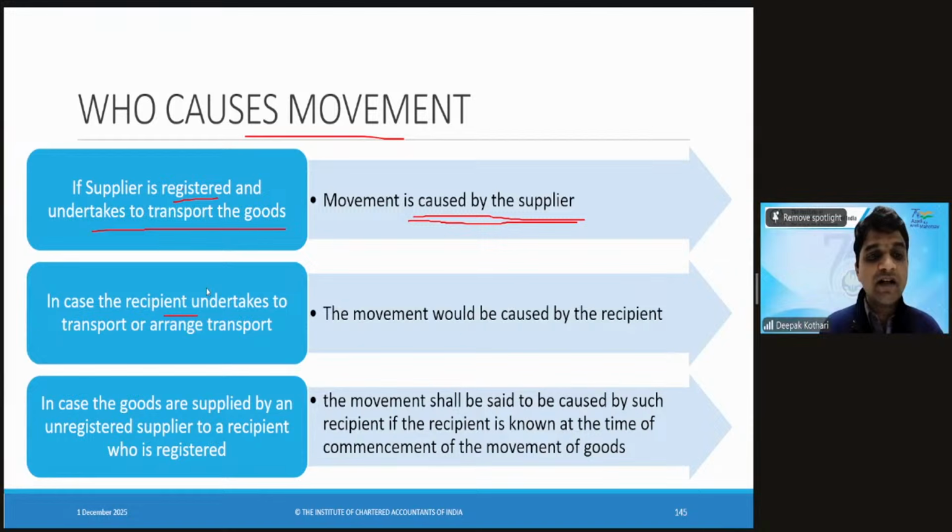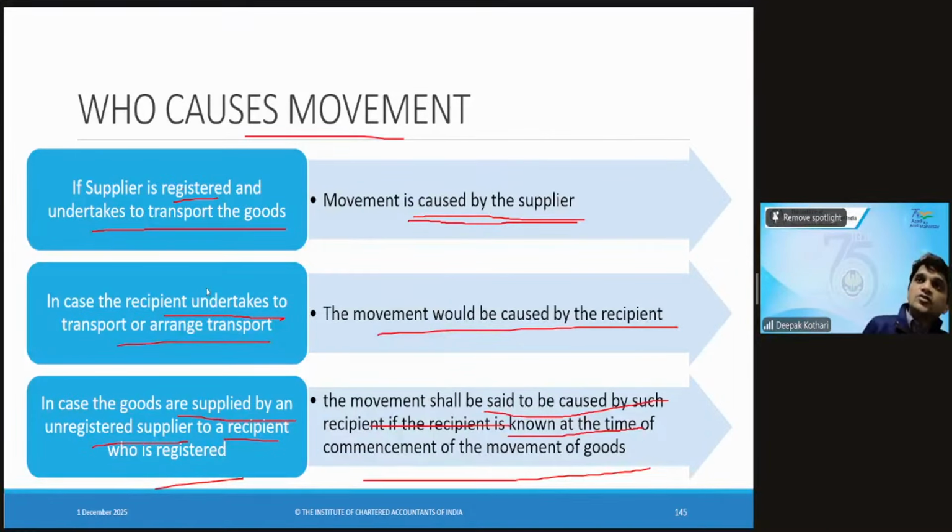Second, in case the recipient undertakes the transport, saying that I will only keep the goods ready and you, the customer or the buyer, have to come and move the goods, the movement is caused by the recipient. The recipient will have to raise an e-way bill. And in case the goods are supplied by an unregistered supplier, then the movement shall be said to be caused by such recipient if the recipient is known at the time of commencement of movement of goods. So even though I'm told that I will deliver the goods to you, if I'm unregistered, it is always the responsibility of the recipient, with the condition that the recipient is known at the time of commencement of the goods.